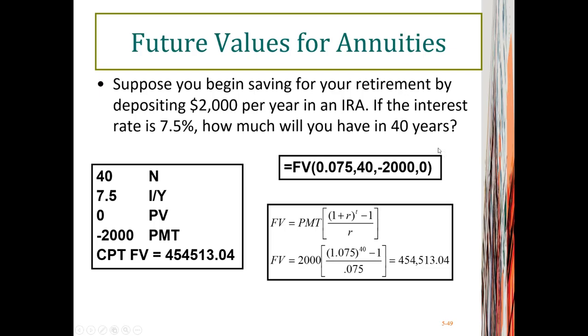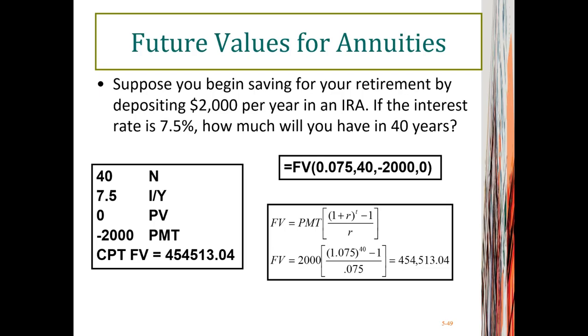Now let's take a look at, previously we calculated present value of annuity, and sometimes you need to calculate future value for annuity. Here's an example. Suppose you begin saving for your retirement by depositing $2,000 per year in an IRA. IRA means individual retirement account. If the interest rate is 7.5%, how much will you have in 40 years? So essentially it's asking you what would be the outcome of your savings, and here you're going to save for 40 years, so N is 40.